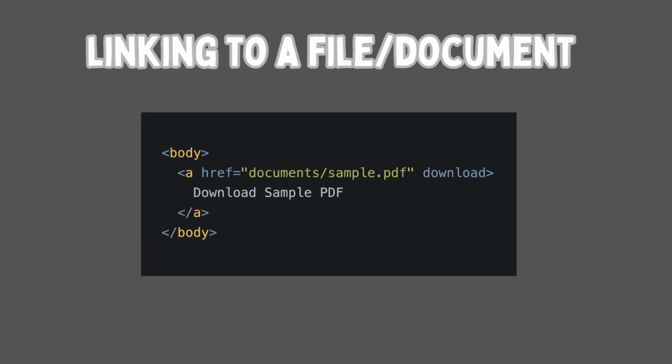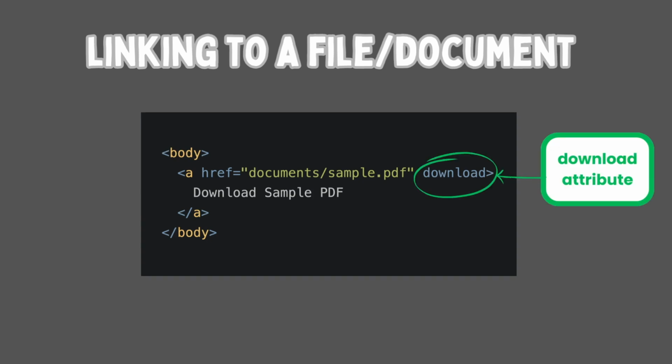Another common use for links is linking to files like PDFs or images for users to download. This works the same way as any link, just with the file path in the href attribute. Here, we're linking to an image file. The download attribute suggests the browser download the file instead of opening it in a new tab.